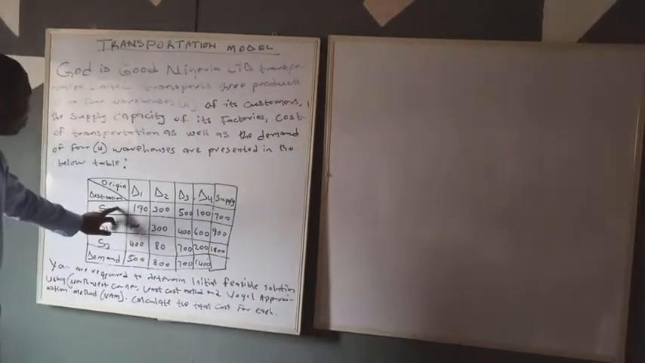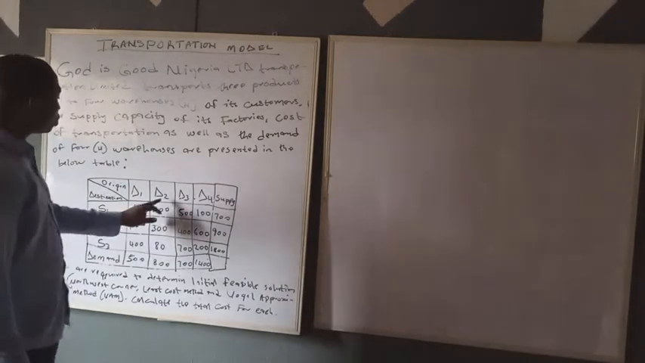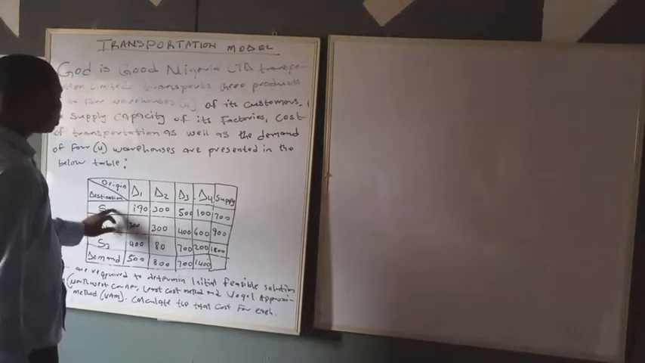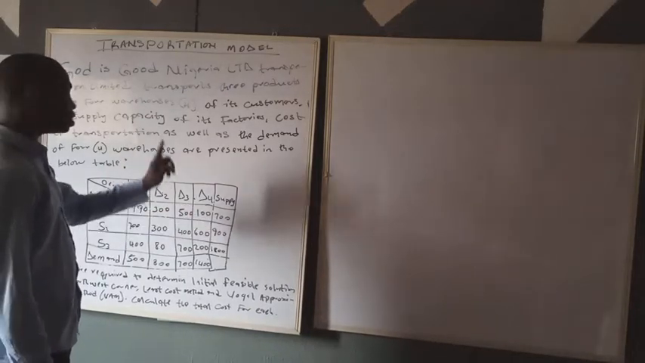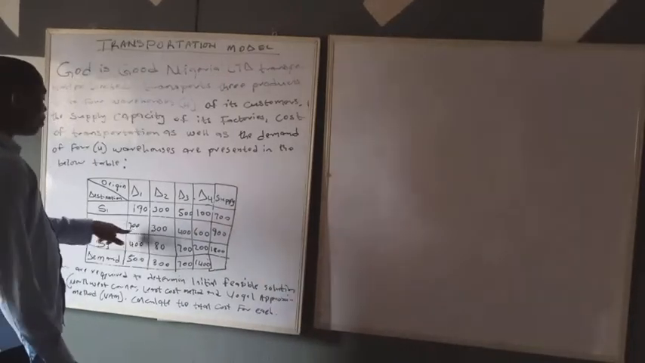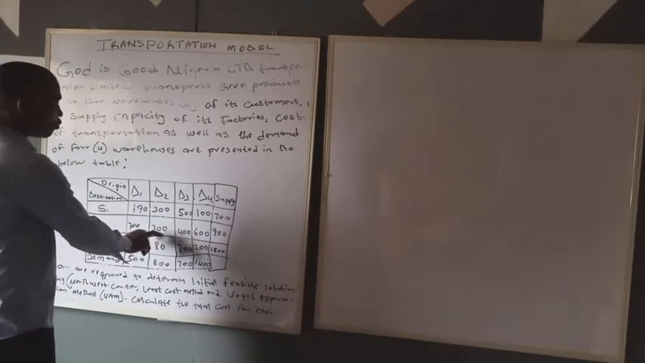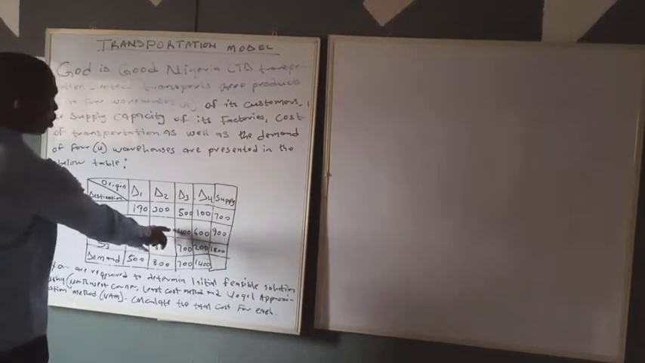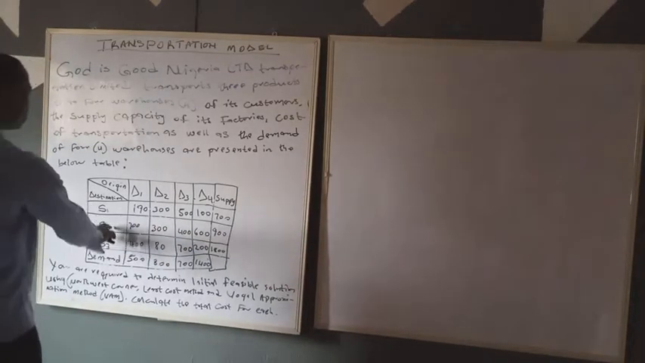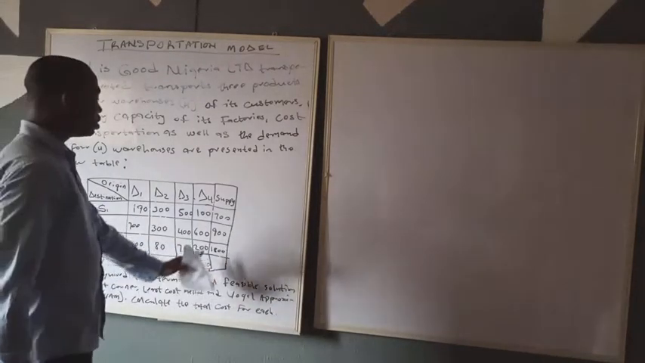If supply 1 supplies demand 1, this is the cost for 1 unit. If supply 1 supplies demand 2, this is the cost for 1 unit. If supply 1 supplies demand 3, this is the cost for 1 unit. If supply 1 supplies demand 4, this is the cost for 1 unit. If supply 2 supplies demand 1, this is the cost for 1 unit. If supply 2 supplies demand 2, demand 3, or demand 4, these are the costs for 1 unit. So these are the costs, and these are the total demand, and these are the total supply.